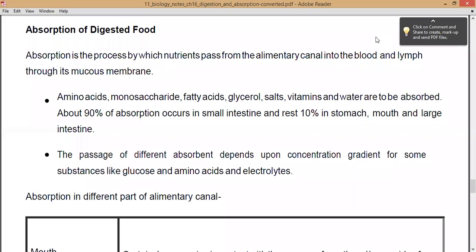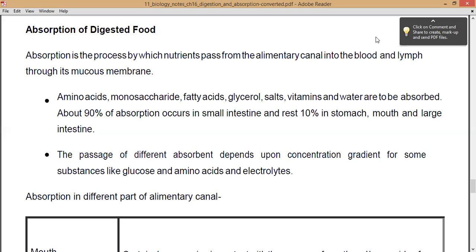Now, amino acids, monosaccharides, fatty acids, glycerol, salts, vitamins, and water are to be absorbed. So these are the things which need to be absorbed by your body. There are amino acids, which further produce the proteins, right? Monosaccharides further produce several complex structures, and they are also responsible for imparting energy to your body in the form of glucose.